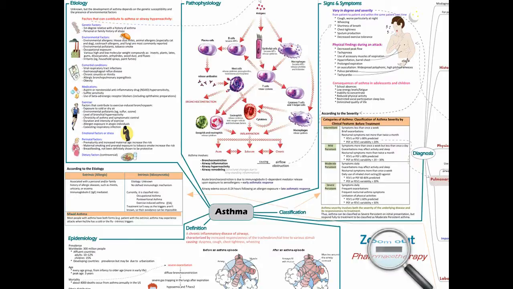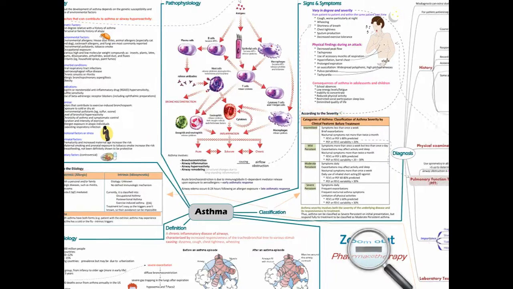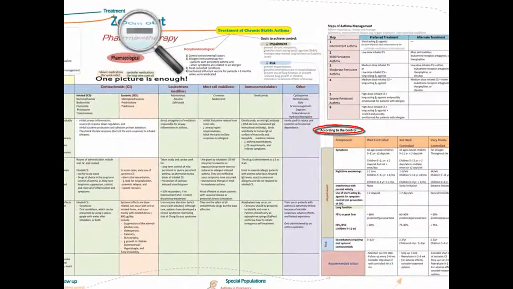There are 3 classifications of asthma, and they spread here within the map according to their relevancy with the other parts of the map. The first classification is according to etiology, the second is according to asthma severity, and the third is according to the control, and it's mentioned here after treatment.